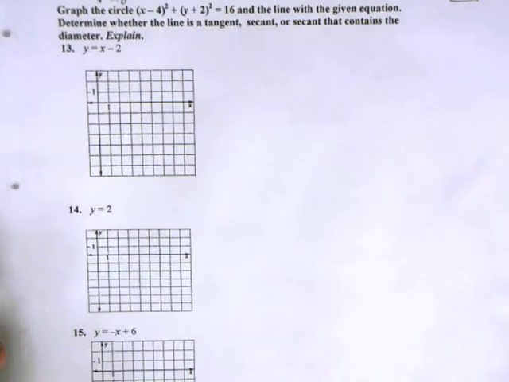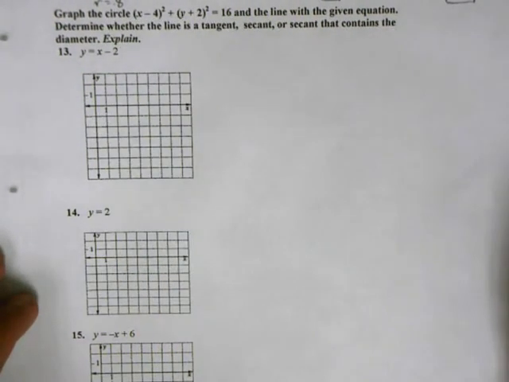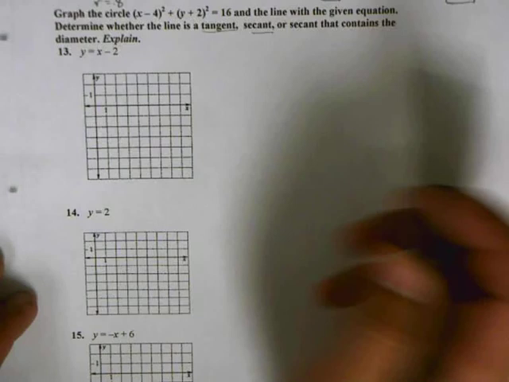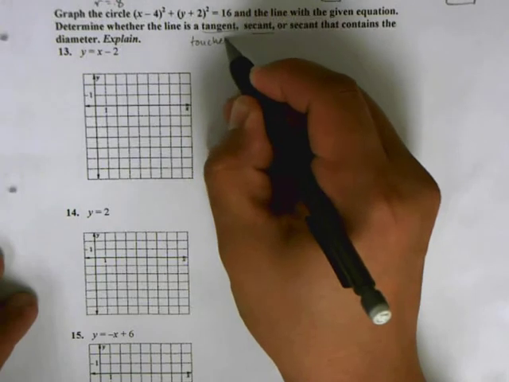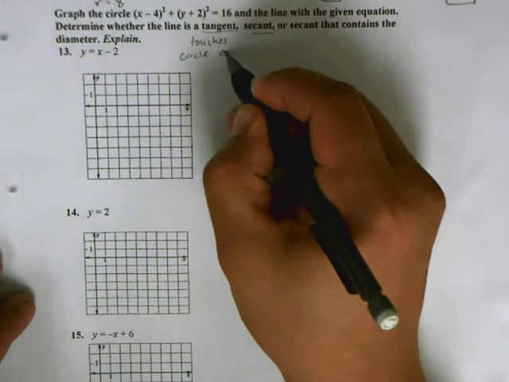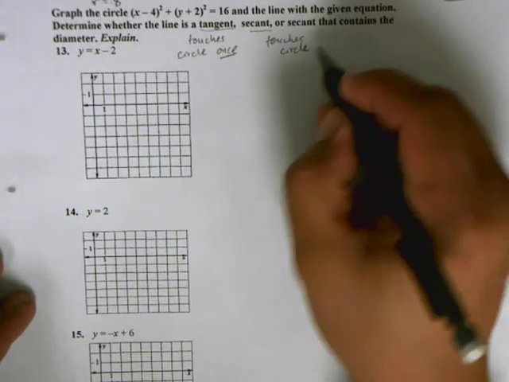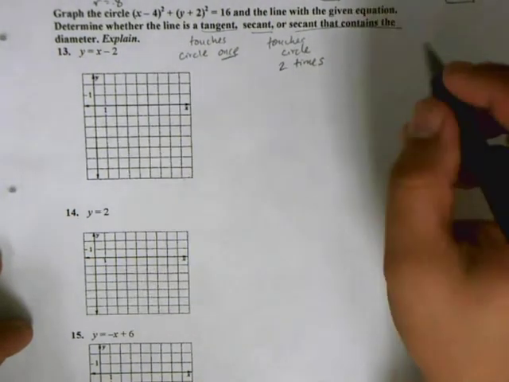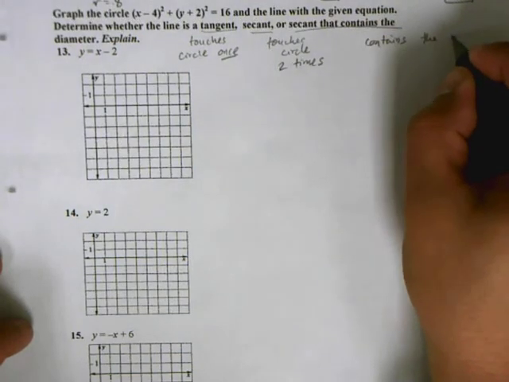So we have a problem here that says graph the circle (x minus 4) squared plus (y plus 2) squared equals 16. And given this line here, is the line a tangent, a secant, or a secant that contains the diameter? Keep in mind that a tangent touches the circle exactly once. A secant touches the circle 2 times. And a secant that contains the diameter touches the circle 2 times and, for it to be a diameter, it has to contain the center.